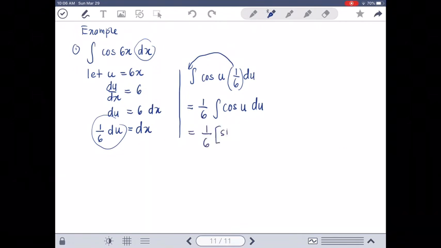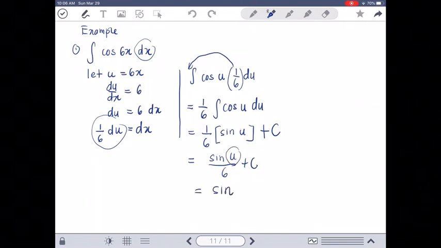So sin u, and don't forget to add plus c at the back. Final answer is sin u over 6 plus c. Substitute back u, it becomes sin 6x over 6 plus c.